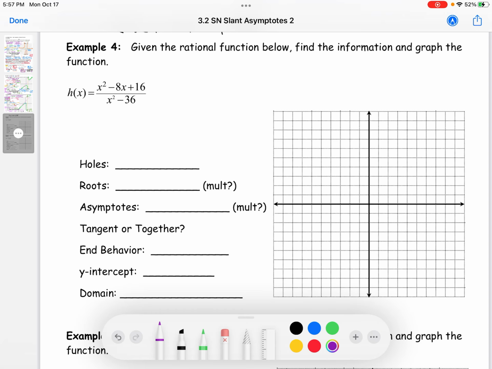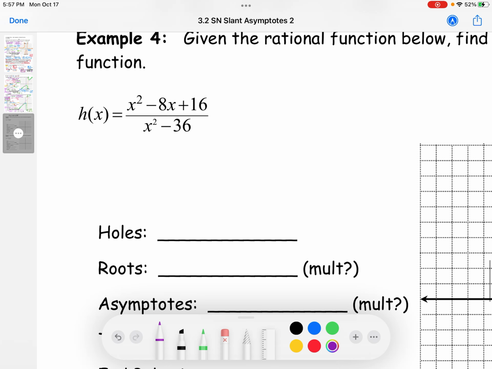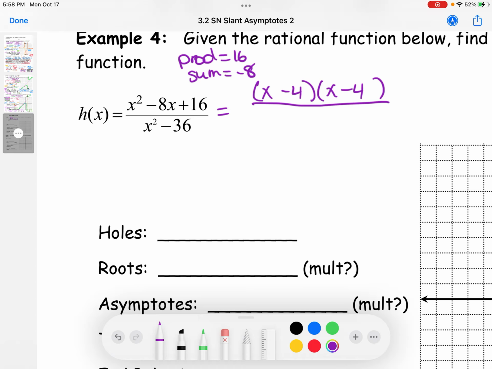So on example 4, the first thing we need to do is factor. We have 3 terms, so we need a product of 16 and a sum of -8. That would be -4 and -4. So (x - 4)(x - 4). In the denominator, we have a difference of squares, x squared minus 36. Take the square root of each side. It's (x + 6)(x - 6).